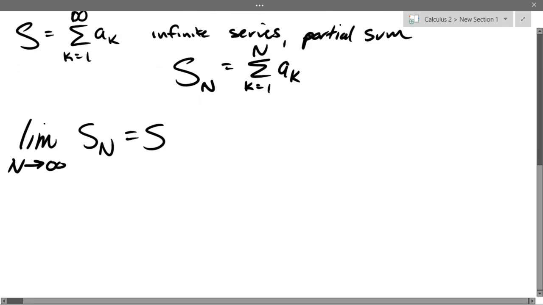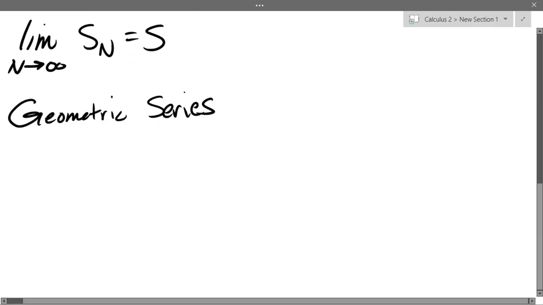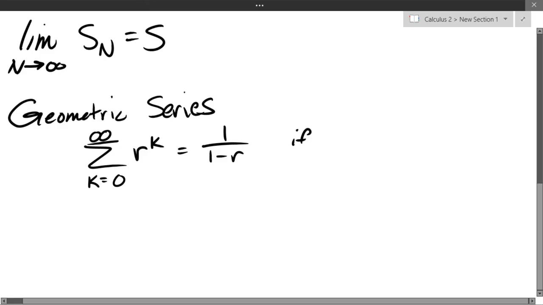So let's start out with the geometric series sum. We saw the geometric sequence is r raised to increasing powers. The geometric series is really similar, except it's a series. So it looks like summation of r to the k power. Now this one, if you started at zero, the form looks a little bit nicer. This is going to be 1 over 1 minus r, if r is small, so the absolute value of r is less than 1.